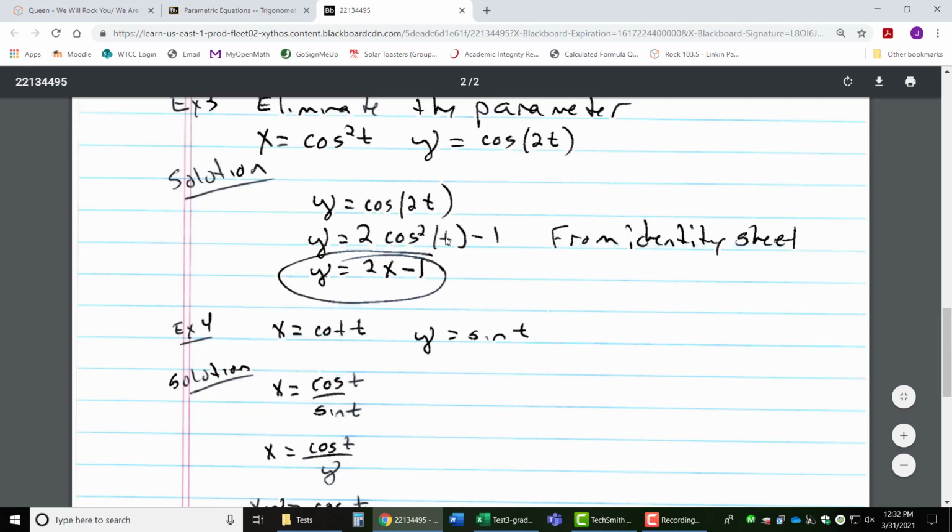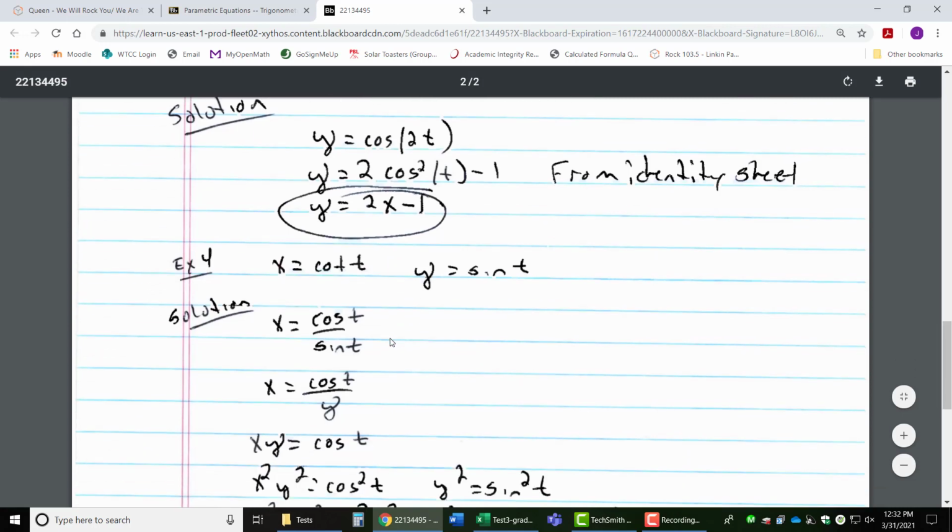And you can see it's pretty straightforward. x is cosine squared, y is cosine of 2t. So I started with the y equation, replaced it with the identity from the sheet, and it has a cosine squared right there, which I replaced with an x, and boom, you're done.